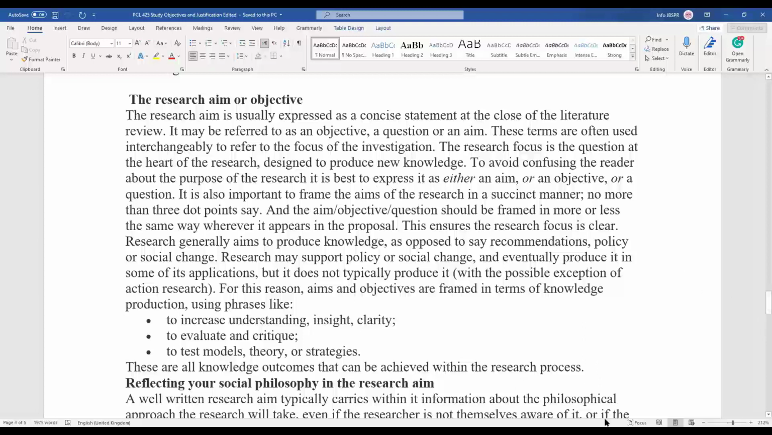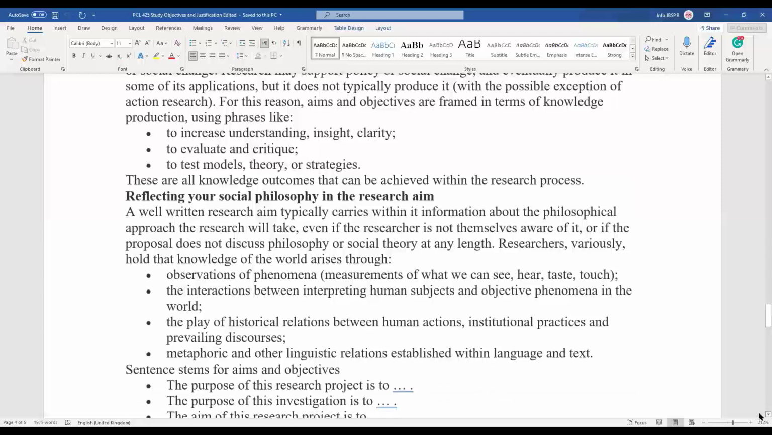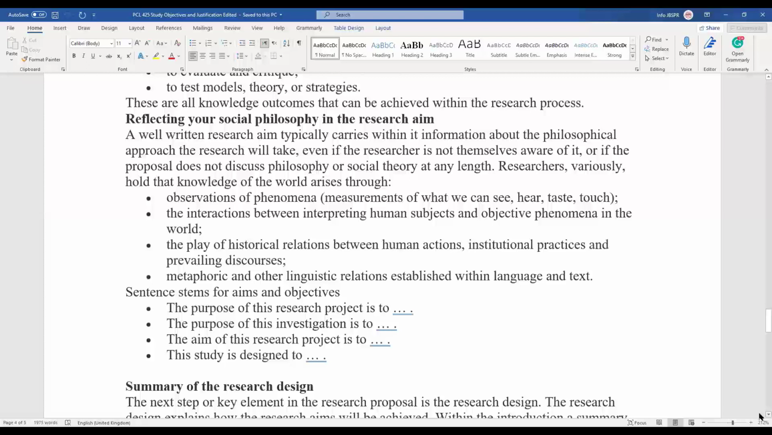So aims and objectives are framed in terms of knowledge production, that you use phrases like, if you remember, to increase understanding, insight, clarity, to evaluate and critique, to test a model, to do something. Those are the phrases you use in your objectives. And it's stated that a well-written research aim typically carries within it information about the philosophical approach the research will take. That is, when you have aim and objective, it tells you, okay, this is the way I'll go about it, which I said will lead to research design, if you remember.